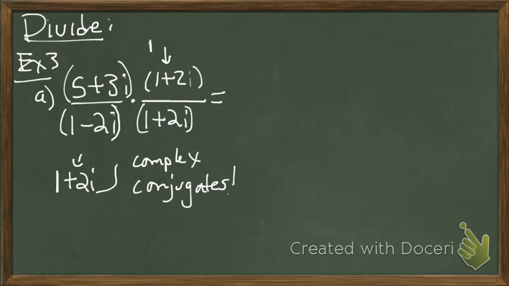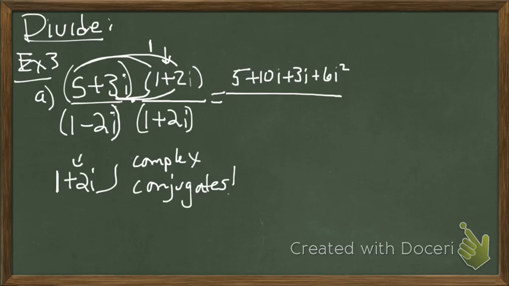Let's start with the numerators. 5 times 1 makes 5. 5 times 2i makes positive 10i. Then I have to do 3i times 1. That's positive 3i. Then 3i times 2i is going to be a positive 6i squared. I'm going to leave that for a second and concentrate on the bottom for now.